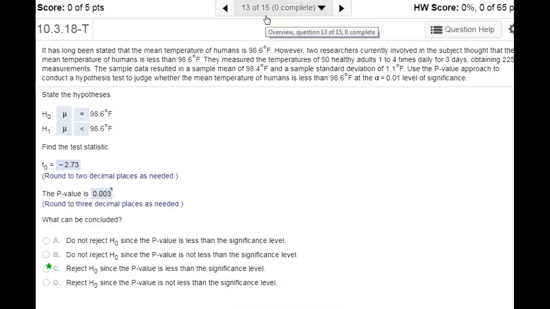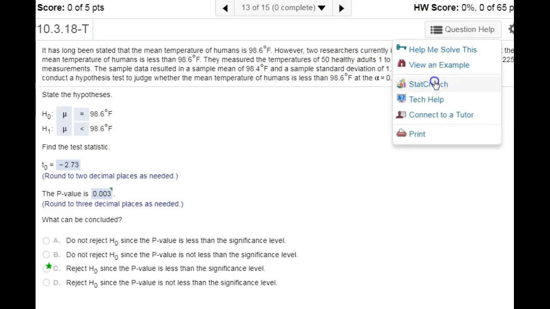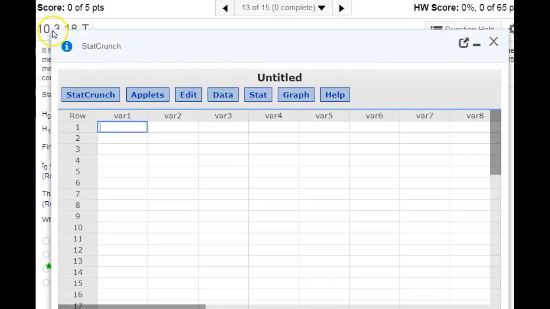For number 13, we're working with another story problem and hypothesis test. And it has long been stated that the mean temperature of humans is 98.6. So that's the basis of the story problem. That's our null hypothesis. And here we have some researchers who want to test if the mean temperature is actually less than that. So we're going to go into StatCrunch.